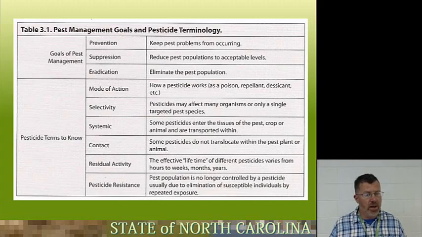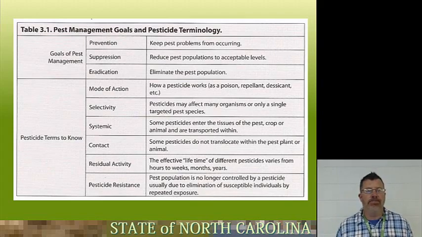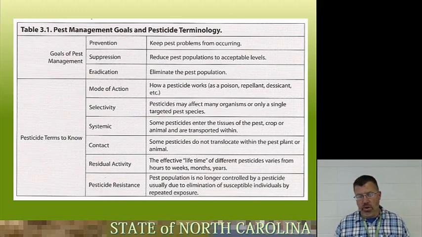Plus, we had a happy client who didn't have any weeds come up in their shrub beds. Suppression: reduce pest populations to acceptable levels. Again, acceptable levels are going to be different for each and every one of us. Eradication: we want to eliminate the pest population, as in a food processing plant. We don't want any vertebrates or invertebrates at all within this food processing plant. So we're going to eradicate them.